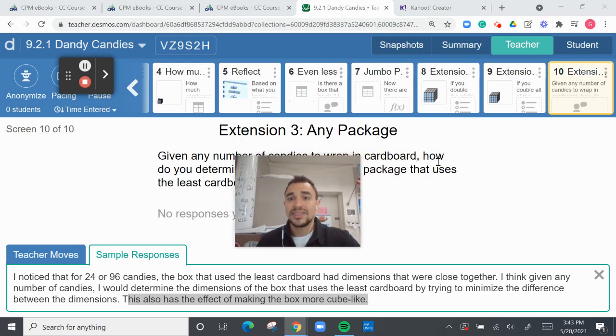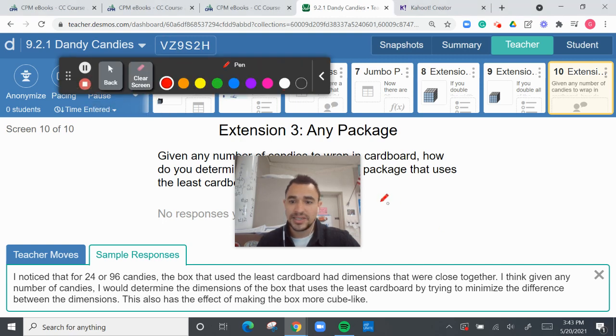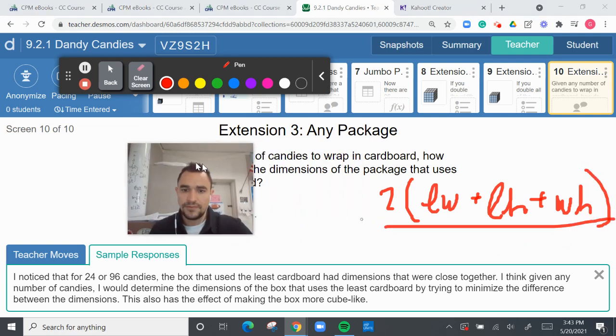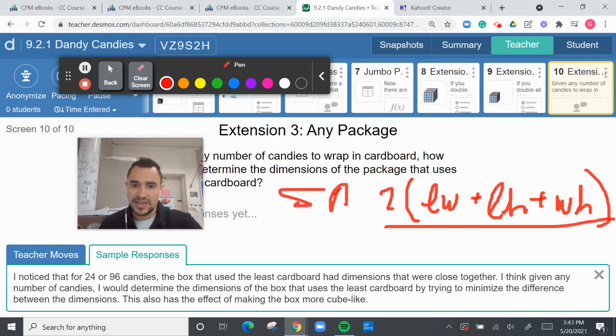All right. That's pretty much it. It's a little concept for you, a little practice. Make sure you write down that formula. Here's the formula again. 2 times length times width plus length times height plus width times height. And that is your equation for surface area.